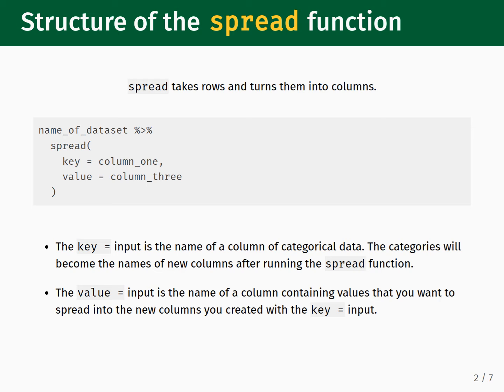The dataset gets piped into the spread function, and then you give two inputs, key and value. The key input is the name of a column with categorical data. The categories will become the names of new columns after running the spread function. The value input is the name of a column containing values that you want to spread into the new columns you created with the key input.